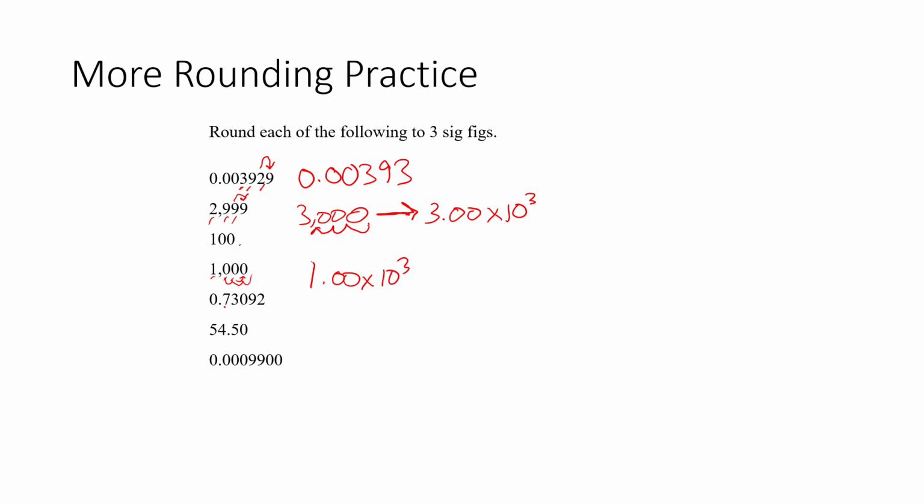Here's another example. 1, 2, 3. We look to the right, and it's a 9. So 9 is 5 or above. We're going to round this to 0.731. We don't have to add anything else, because adding a 0 at the end of a decimal would make it significant. So we're going to leave it how it is.